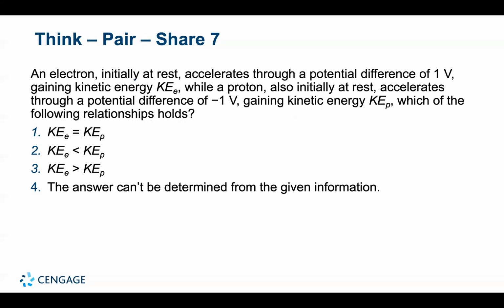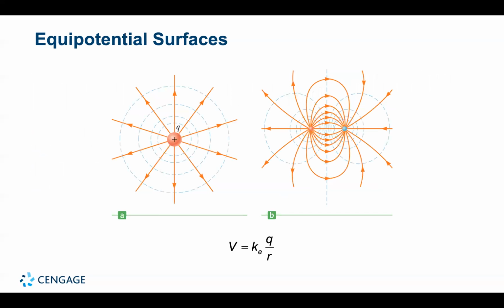Here's another question to be considering. An electron initially at rest accelerates through a potential difference of 1 volt, gaining kinetic energy KE_e, while a proton also initially at rest accelerates through a potential difference of -1 volt, gaining a kinetic energy of KE_p. Which of the following relationships hold? And the answer is KE_e is equal to KE_p. So both of these quantities are equal. I'm going to pass on giving more descriptive information on that. You can see the textbook for more details.